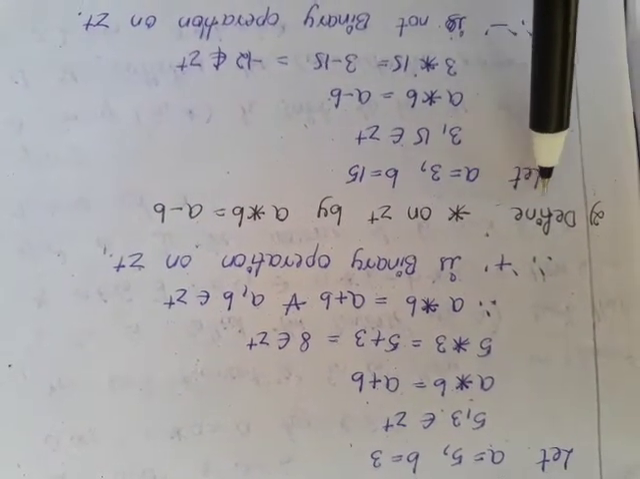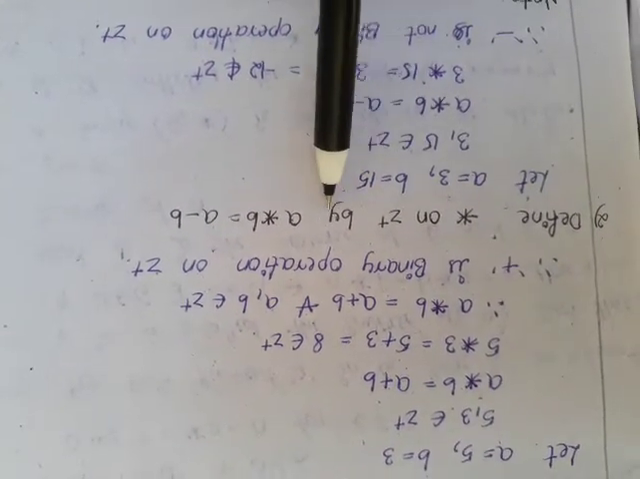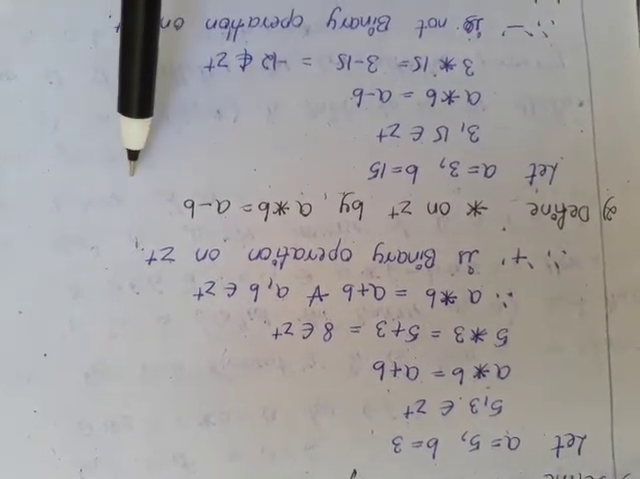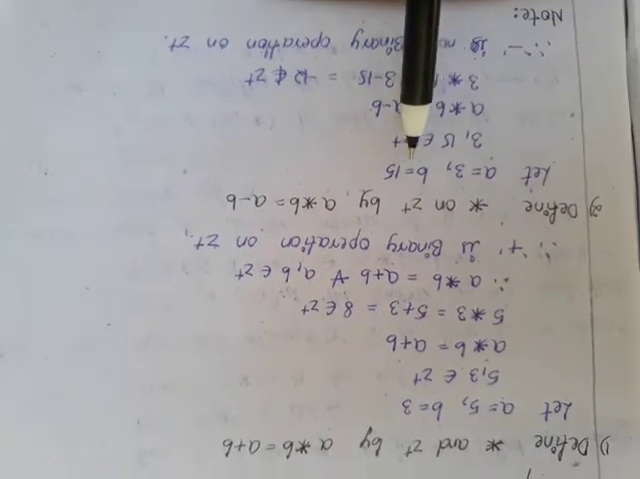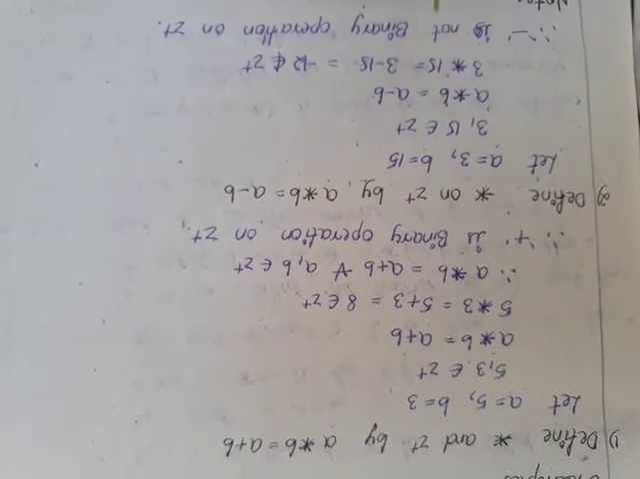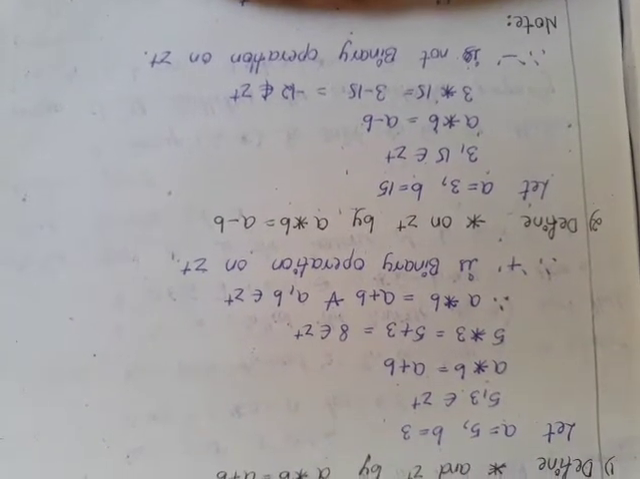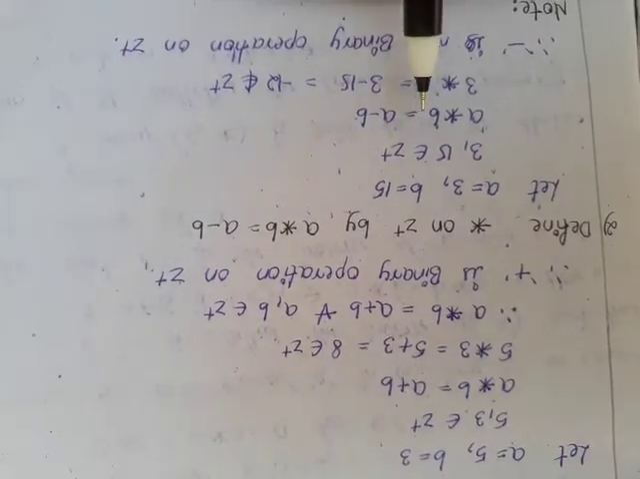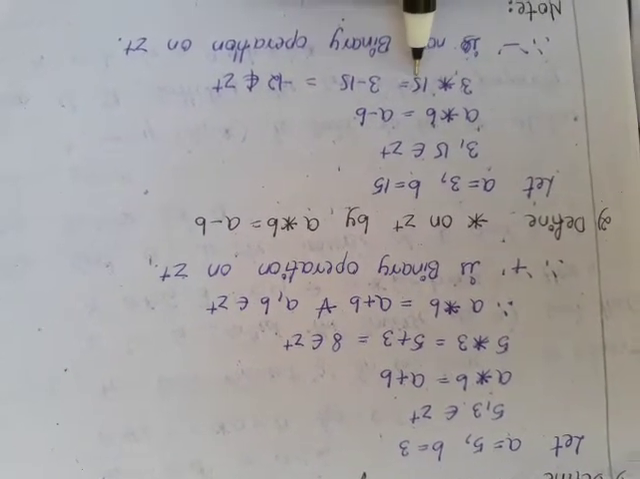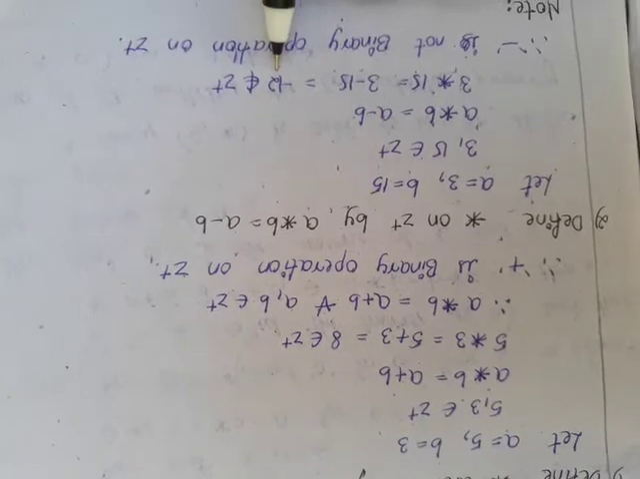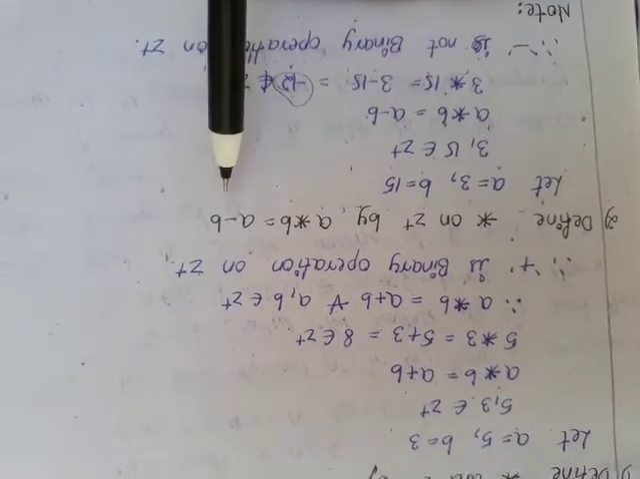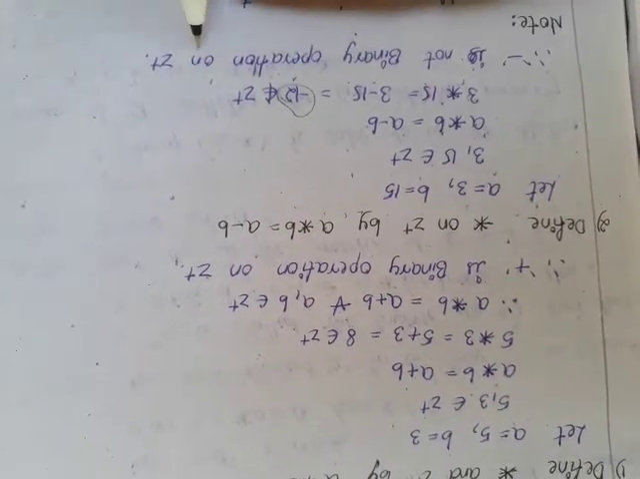Next, another example. Define star on Z plus by a star b equals a minus b. Let a equal 3, b equal 15. 3, 15 belong to Z plus. Both are positive integers. Take any two elements of Z plus, so here we take 3, 15. a star b equals a minus b. 3 star 15: 3 minus 15 equals minus 12. This is a negative number, so it does not belong to Z plus. So what is the operation here? Minus is not a binary operation on Z plus.